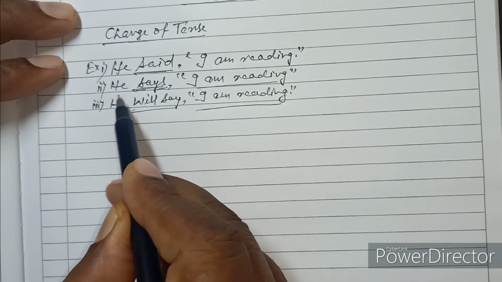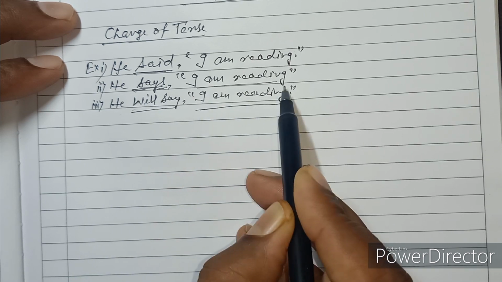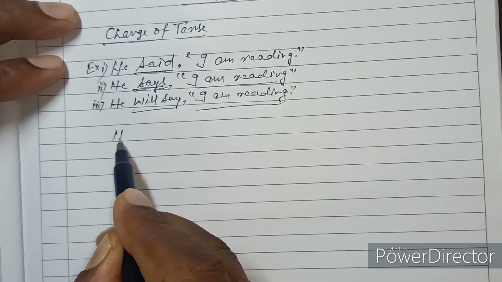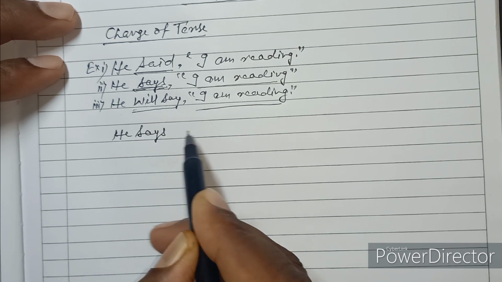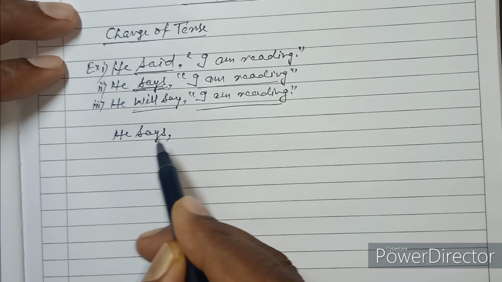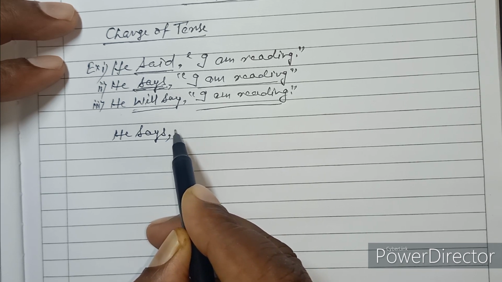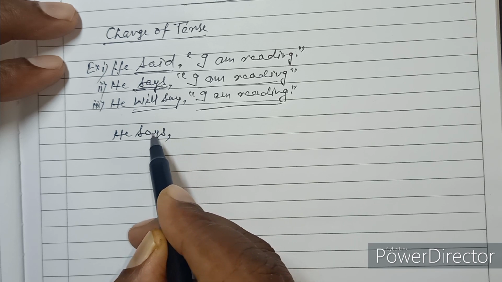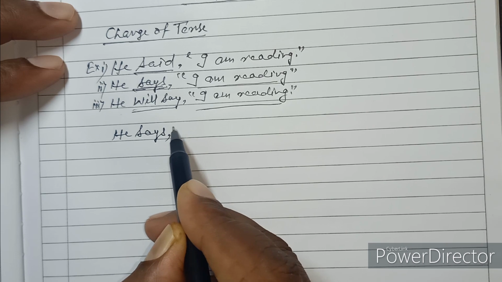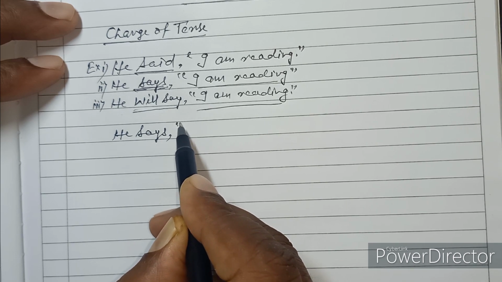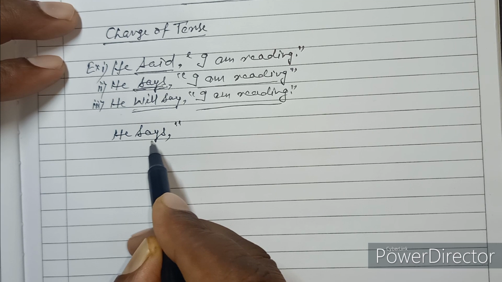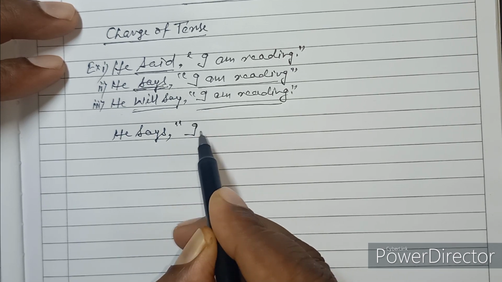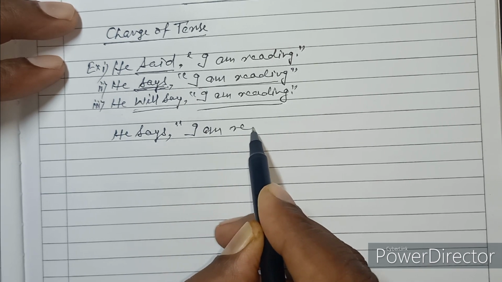Let us change. First, he says, I am reading. So when we write again, he says, there won't be any change in says because object is not here. When object is here, then says will change into tells. But this is without object. ये बिना ऑब्जेक्ट का है, इसलिए says में कोई चेंज नहीं करेंगे. He says, I am reading.